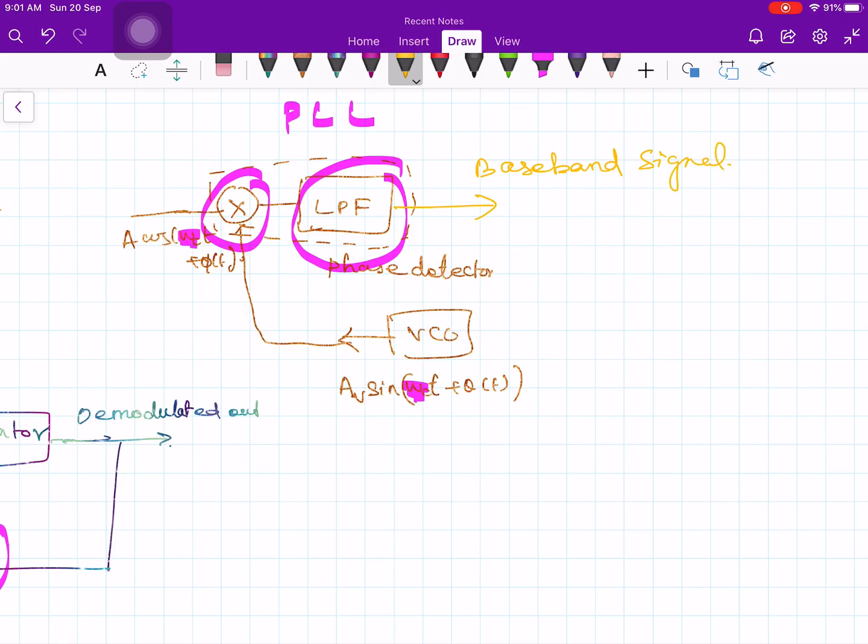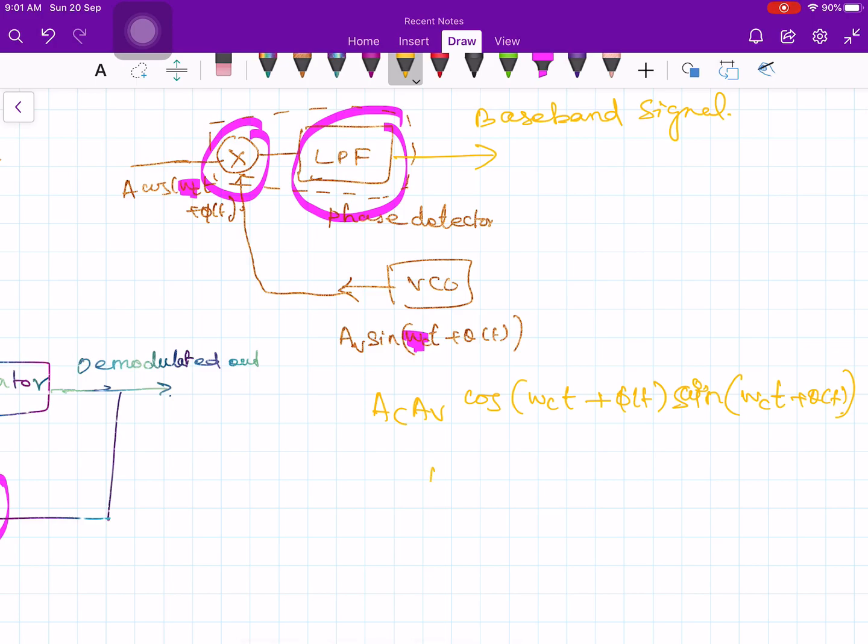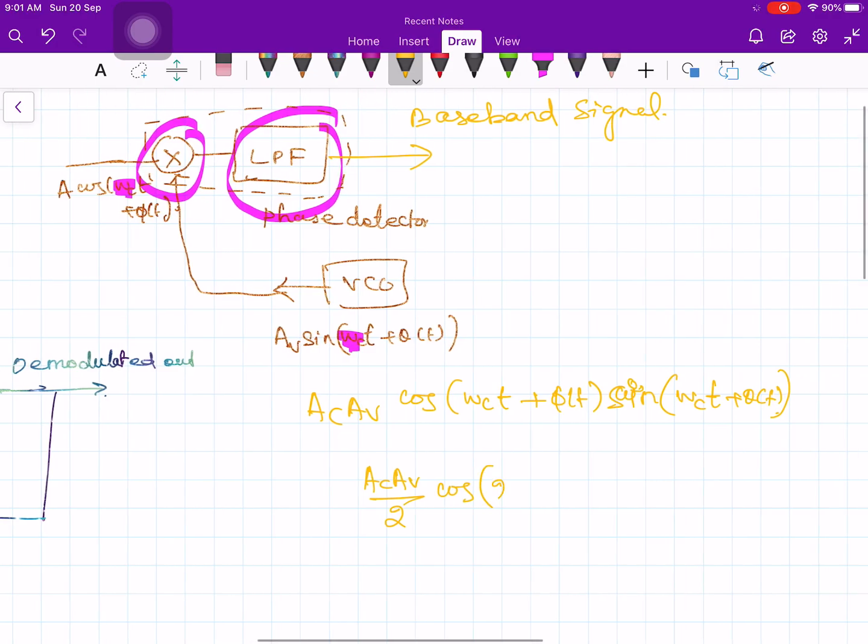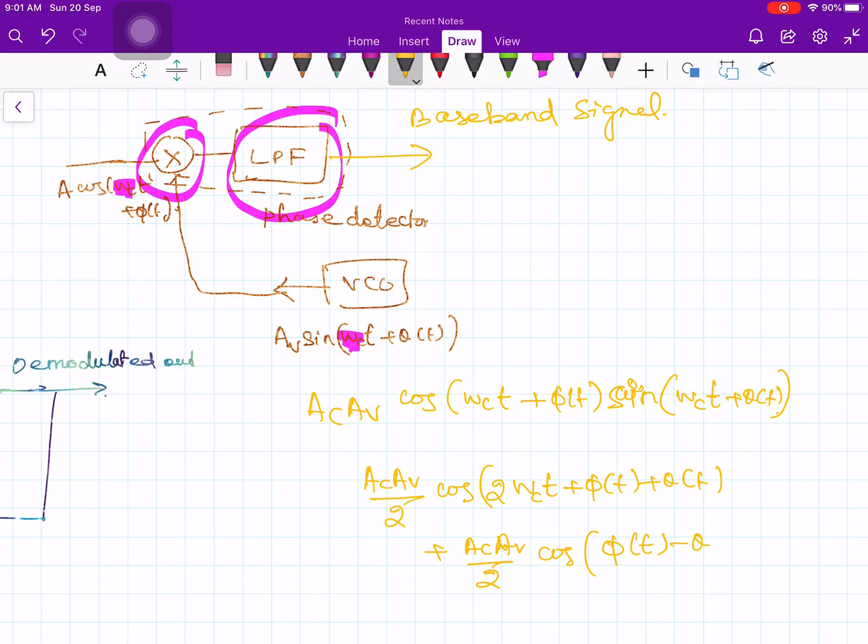Because you multiply this guy and that guy, AC times AV times cos of omega ct plus phi of t times sine of omega ct plus theta of t. cos A cos B, that is cos A plus B, AC AV by 2 cos of A plus B, that means 2 omega ct plus phi of t plus theta of t, plus AC AV by 2 cos of A minus B, therefore phi of t minus theta of t.